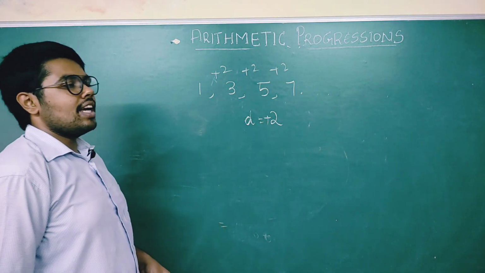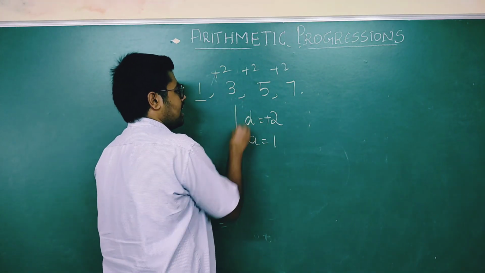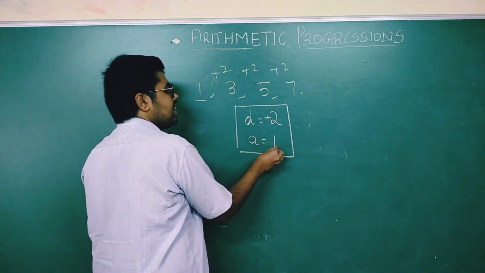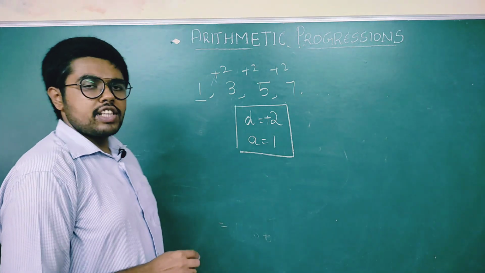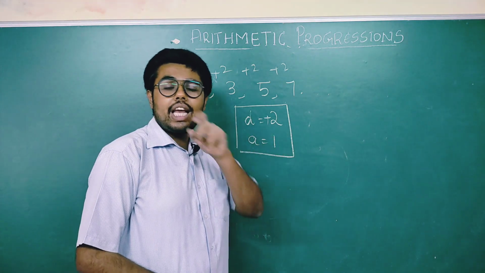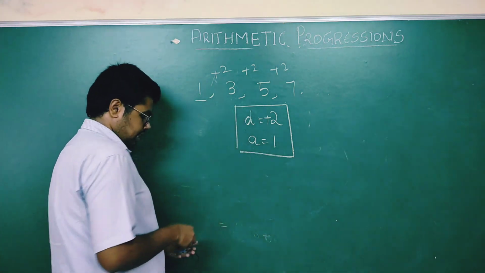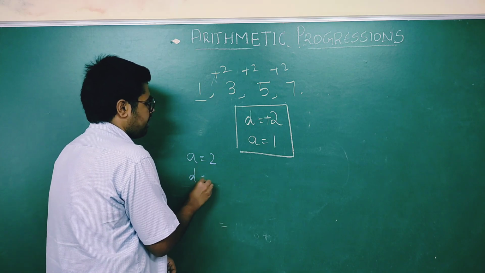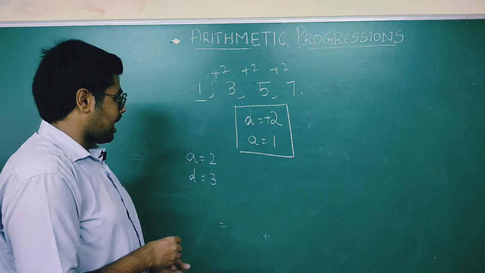And let me name the first term as A. D is the common difference, and let me denote the first term as A. Now if somebody gives me the first term and tells me the common difference, can I find a series? Surely I can find a series. Now I'll take one more example. If somebody gives me the first term as 2 and the common difference as 3, let me make an AP from the given details. How can I make an AP?